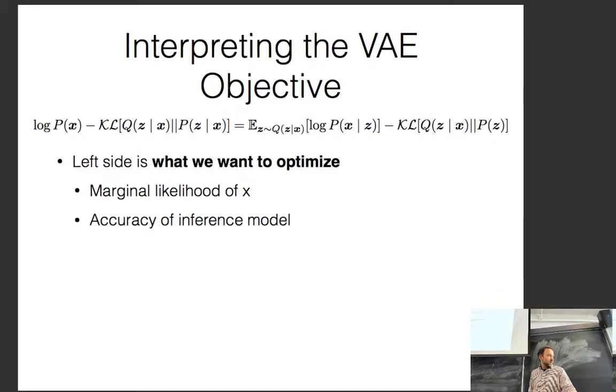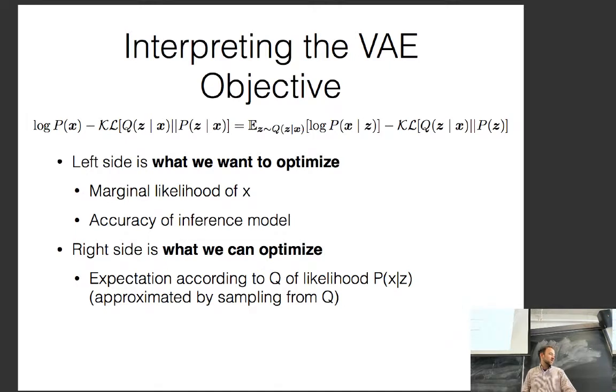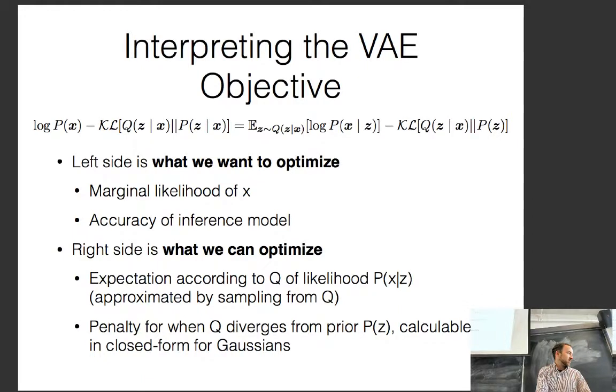So yeah, the left side is what we want to optimize, the marginal likelihood, and the right side is what we can optimize. So the expectation, according to Q, of the likelihood approximated by sampling from Q, and the penalty for when Q diverges from the prior. So you have these two things pulling in two different directions. One is pulling to learn a better generative model, and one is pulling to make sure that your inference model doesn't get too far from your prior. So this is the summary of the VAE.